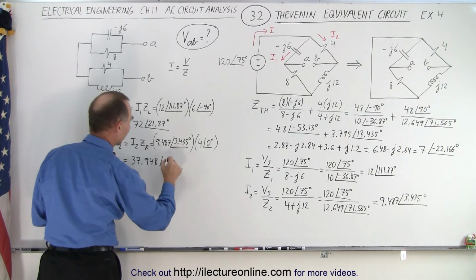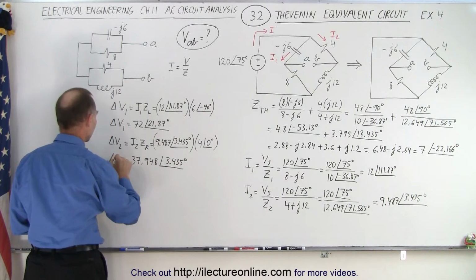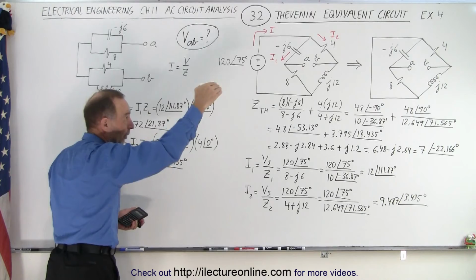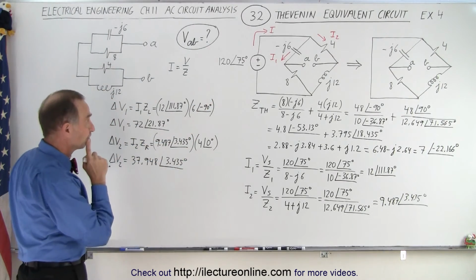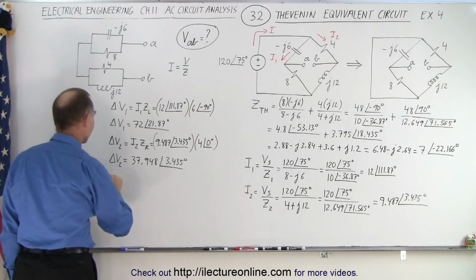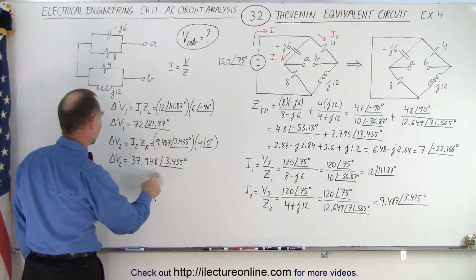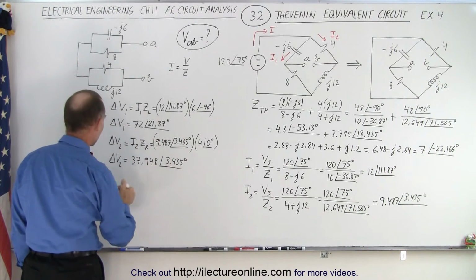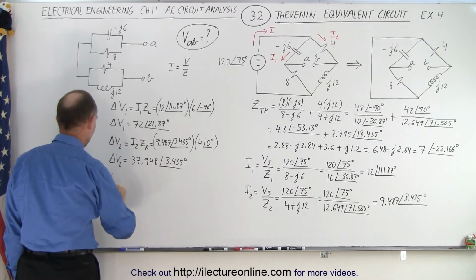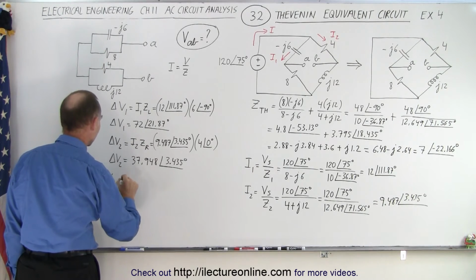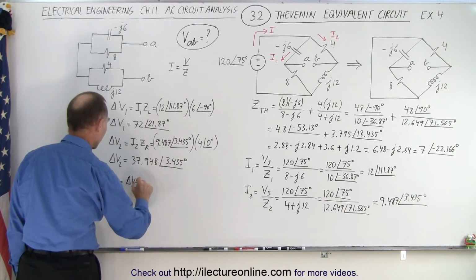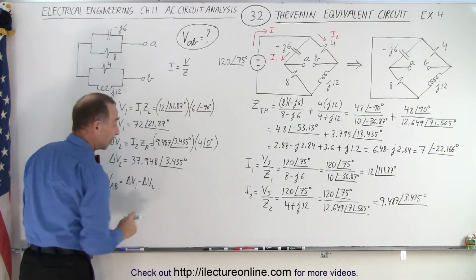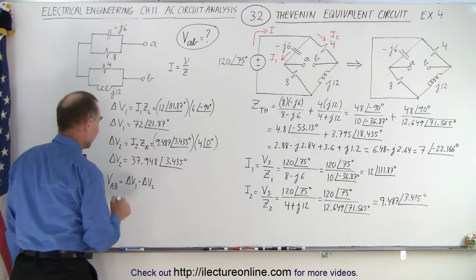37.948 with a phase angle of 3.435 degrees. So that's the change in the voltage going down the right side. So now I can say that volt AB, let's see which one is bigger. This one is bigger than that. So maybe I'll do it like this. The voltage from A to B then simply is equal to the change in the voltage 1 minus the change in the voltage 2. I simply subtract the two from one another.